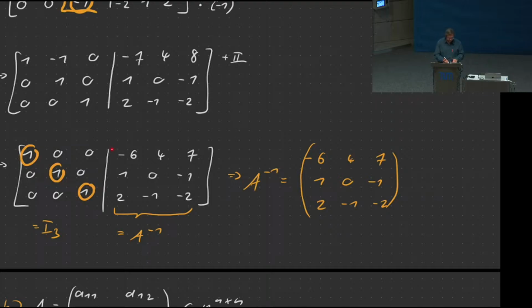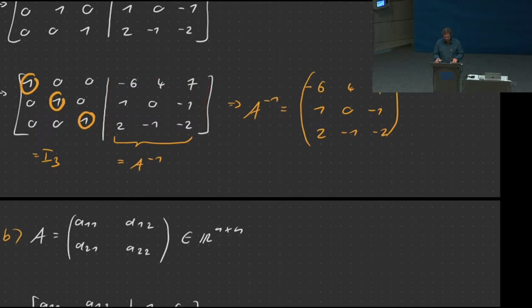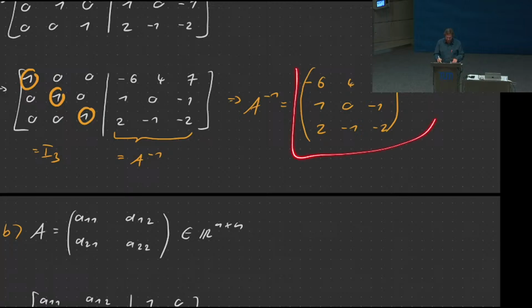And that means the matrix can be inverted, and this right-hand side here gives you the inverse of A. So A is invertible, and this is the inverse.